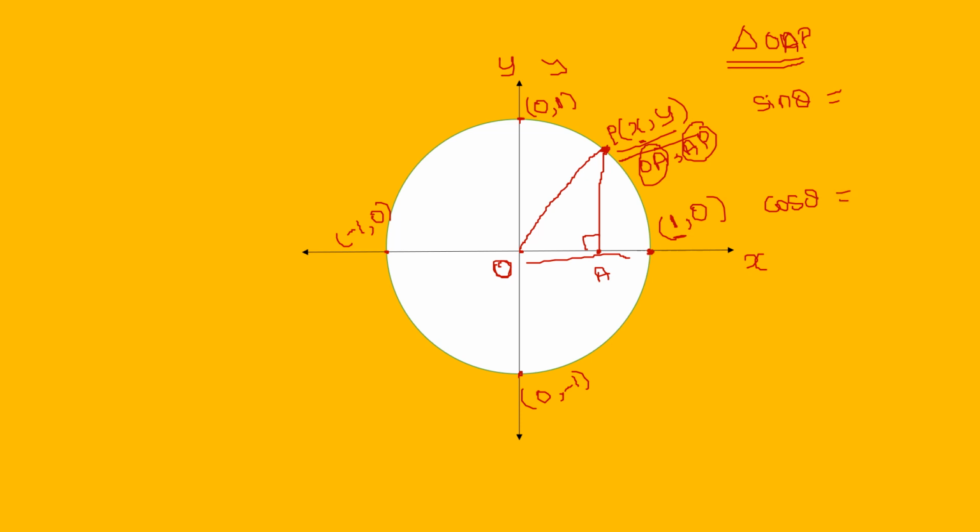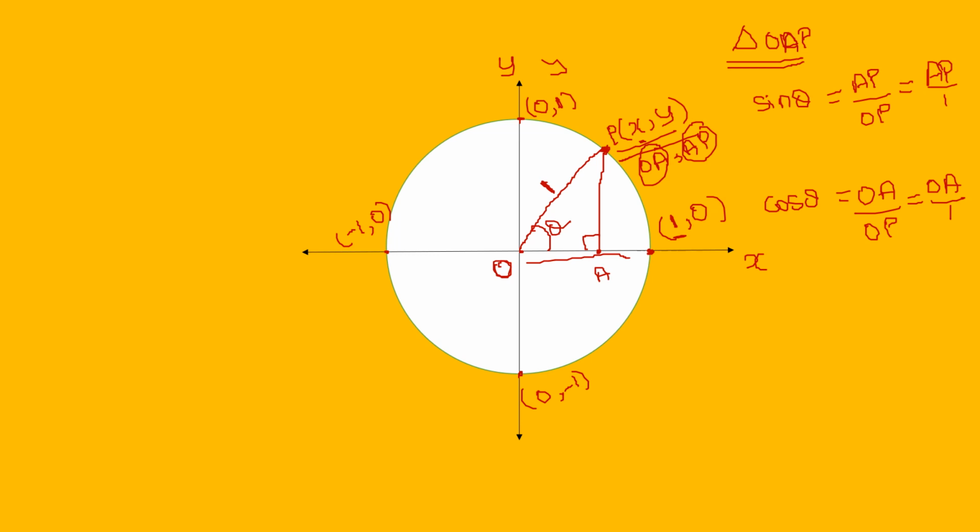So what is sine theta in OAP? Your angle is very, very important. This OP is making an angle theta along with the x-axis. So now your theta is the reference angle. What is sine theta? It is opposite side by hypotenuse. So the opposite side is AP and the hypotenuse is OP. And what about cos theta? It is the adjacent side OA divided by the hypotenuse, which is OP. And what is your hypotenuse value? Since it's a unit circle, the OP value is 1. So I'm writing AP by 1 over here, and here I'm writing OA by 1.